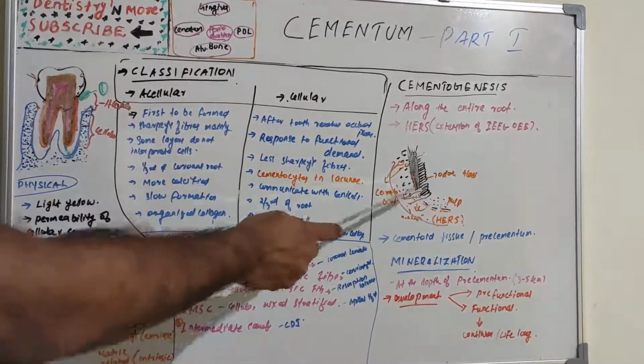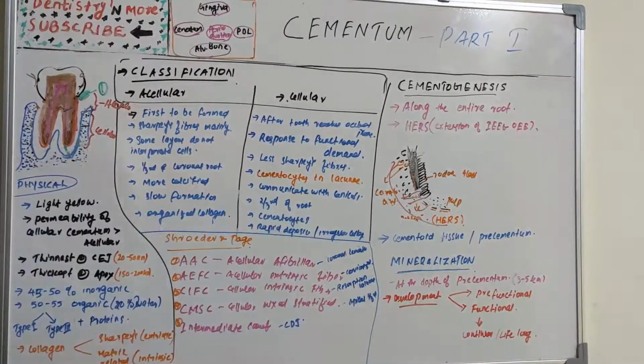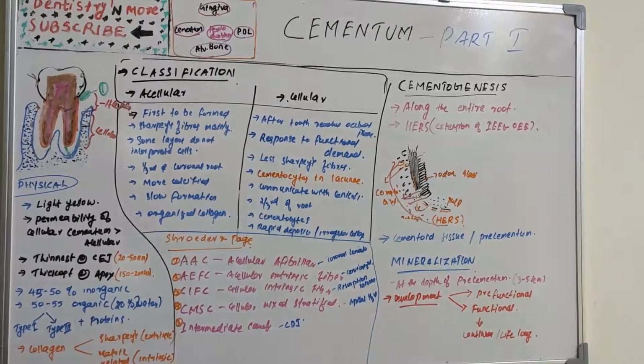Usually the width of this pre-cementum is around 3 to 5 micrometers, and this is the process of establishing an appropriate condition for crystallization and growth of the individual crystals in cementum, which is normally an extremely slow process and extends over a period of several months. So mineralization is a very slow process.